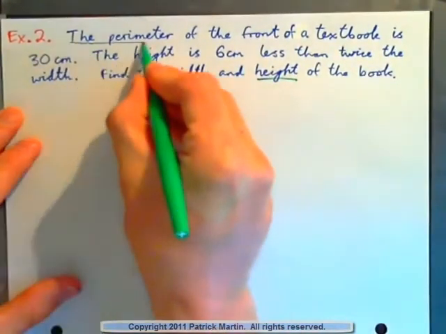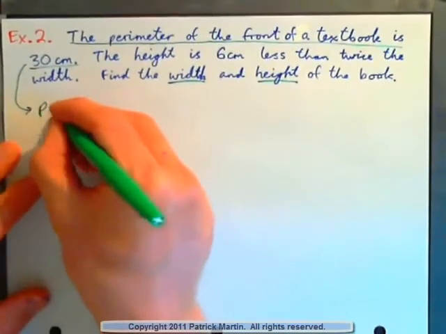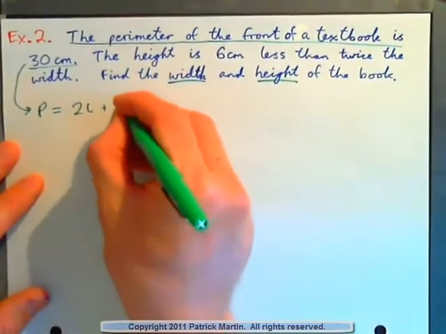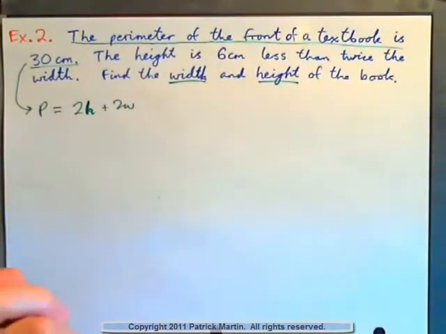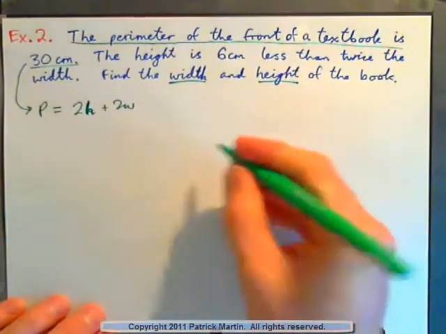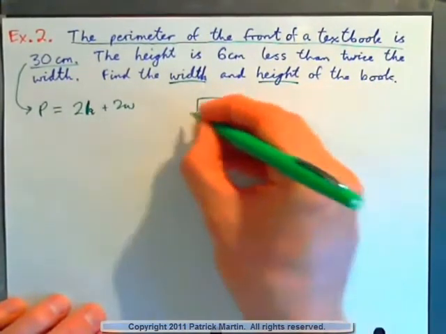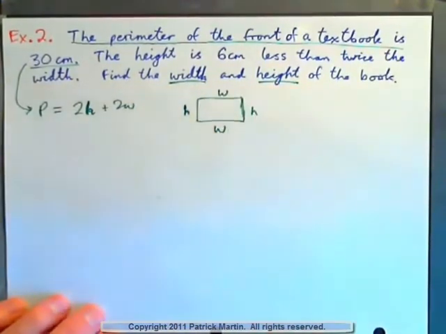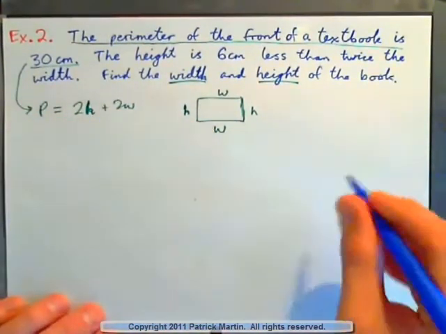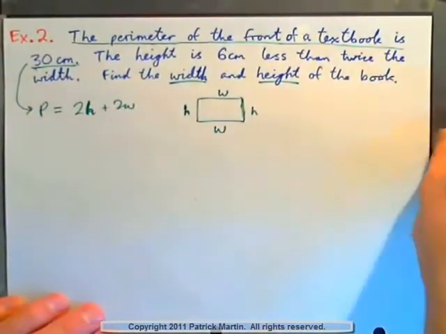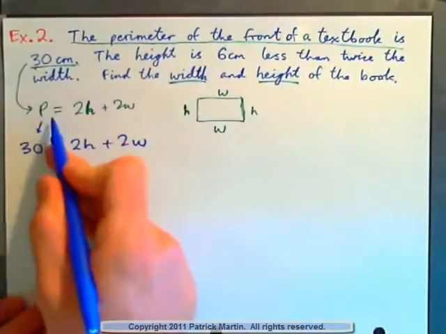The first equation is going to come from this. The perimeter of the front of a textbook is 30 centimeters. We went over that in example 1, and we understand that the formula for perimeter of a box is 2L plus 2W, or 2H plus 2W, whichever. We're looking at height and width of a box, or a textbook. So this is our first equation, P equals 2H plus 2W, but it already tells us that the perimeter is 30. So in place of P, I can put the number 30, and now I have 30 equals twice the height plus twice the width, from the perimeter sentence.